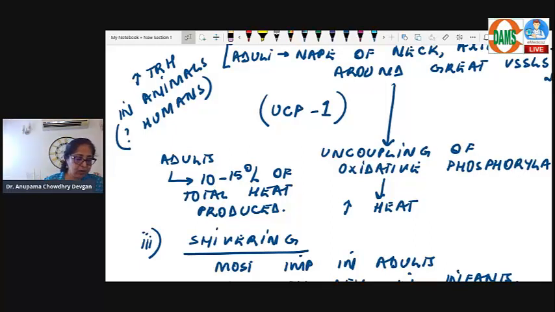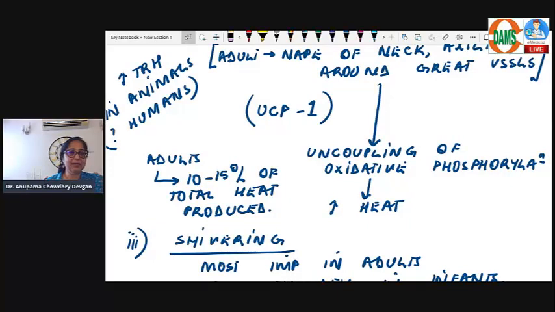What is the difference between uncoupling and lipolysis? Uncoupling of oxidative phosphorylation will produce heat. Lipolysis will cause an increase in free fatty acids.